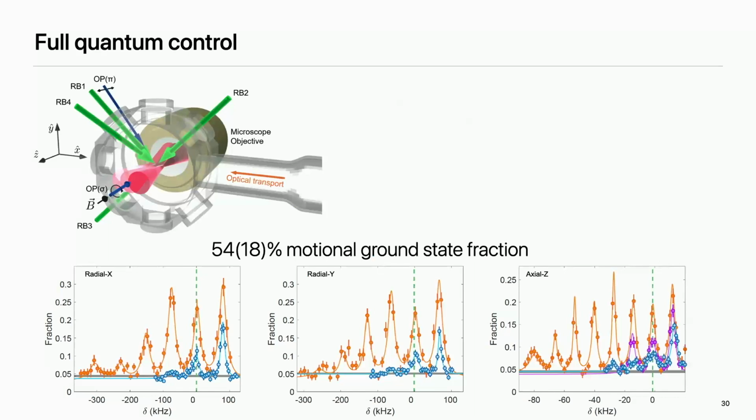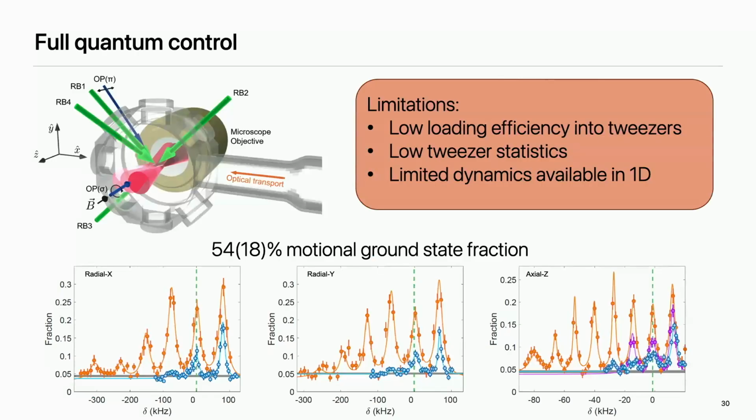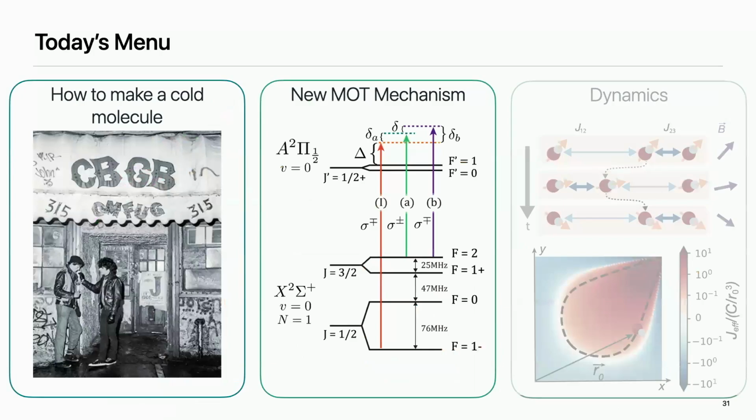Now the limitations in general for this platform are that there's relatively low loading efficiency into the tweezers. That limits your statistics, your ability to do more. And these are all one-dimensional systems. But if you can't load well, then it doesn't make sense to push into higher dimensional systems. Okay. So motivated by this lack of molecules, this led to the development of the conveyor belt MOT, which we'll talk about.